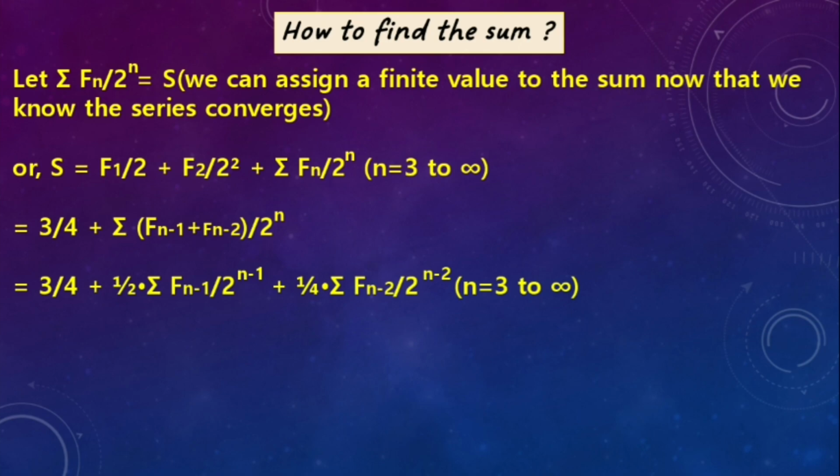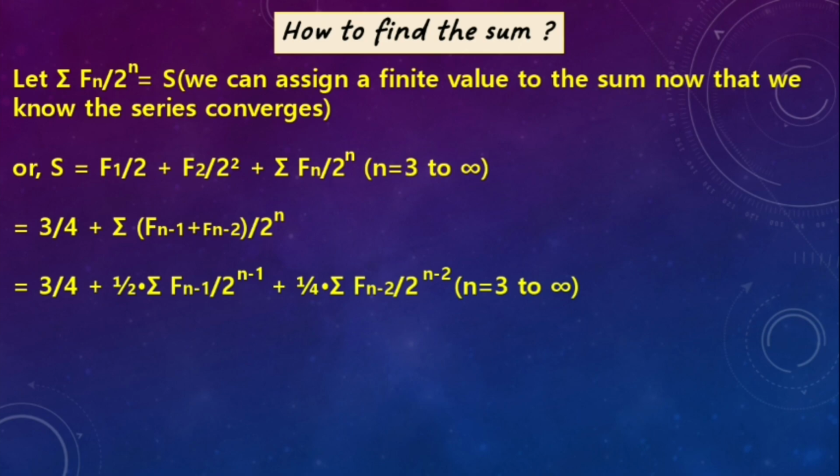That will be 3 by 4. So s equals 3 by 4 plus the summation of Fn minus 1 plus Fn minus 2 upon 2 to the power n. What have we done? We have simply used the recursive relation of the Fibonacci sequence. In the next step, we have isolated again. So 3 by 4 remains 3 by 4. And we have taken Fn minus 1 upon 2 to the power n, and we have extracted out a half from that.